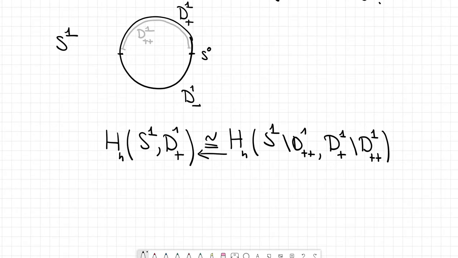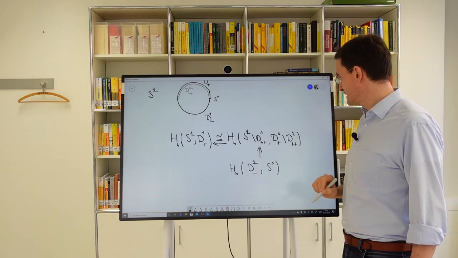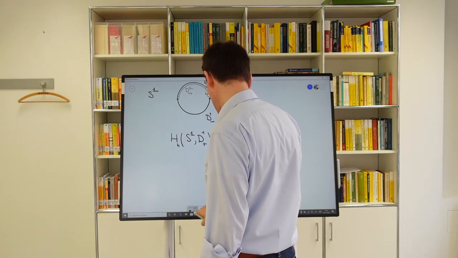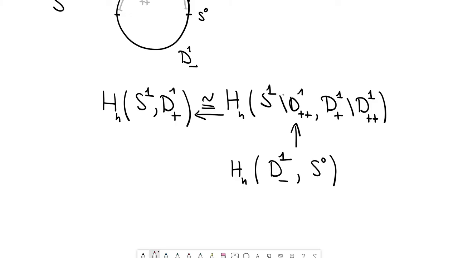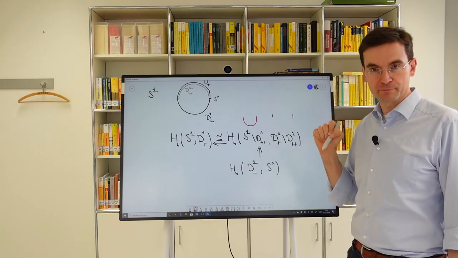So if you look at this inclusion of this pair, and here I write the equator, which is S0, then we have an inclusion of pairs, and this induces a map in Hn, right? Because what is this? What is D plus 1 minus D1 plus plus? If you write it maybe here, take another color, so that space here is a slightly bigger version of D1 minus, and this space here looks like this. So two very short intervals. And we have this inclusion, and you see that this inclusion is actually a homotopy equivalence of pairs.